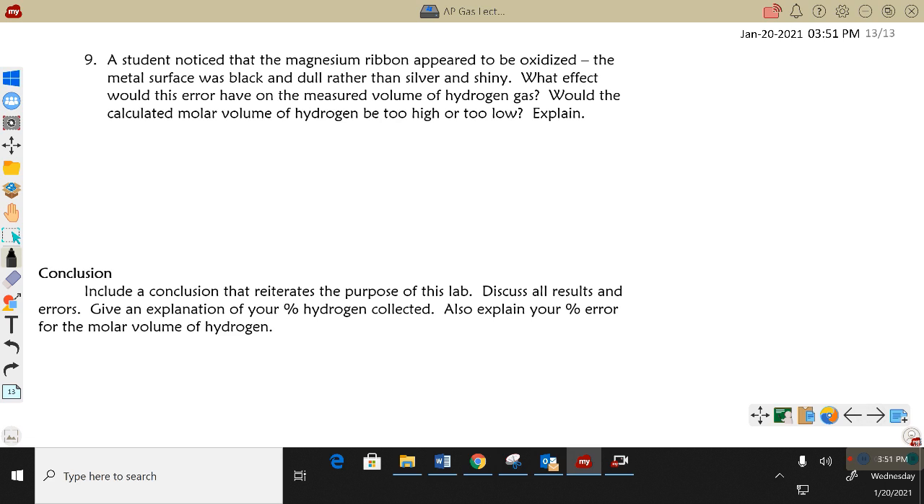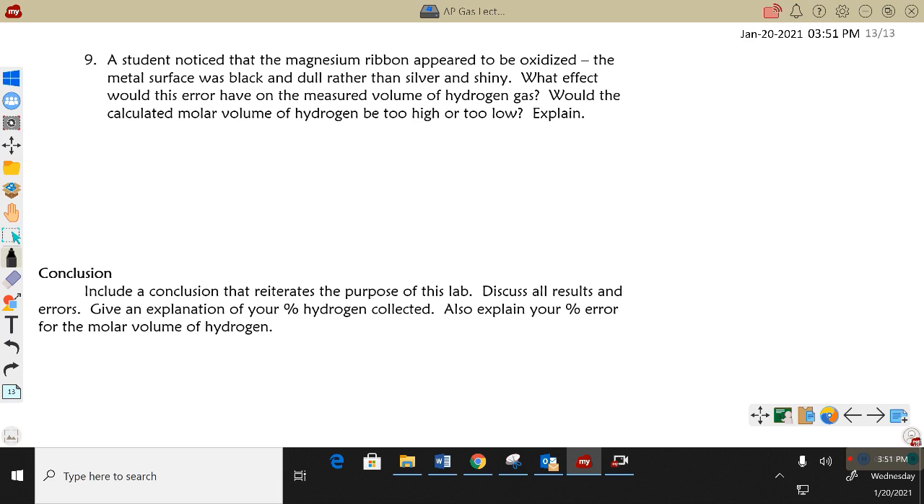All right, then finally number 9. A student noticed that the magnesium ribbon appeared oxidized. The metal surface was black and dull rather than shiny and silver. And that is pretty common, that the magnesium is typically a little bit dull and it gets this magnesium oxide coating. Okay, so what effect would that have on the measured volume of hydrogen? And then how would that affect the molar volume?